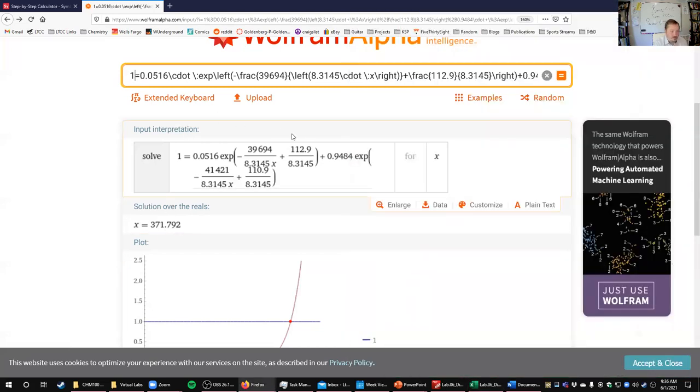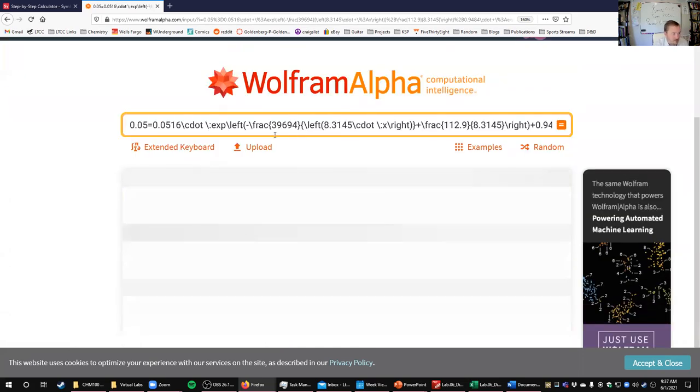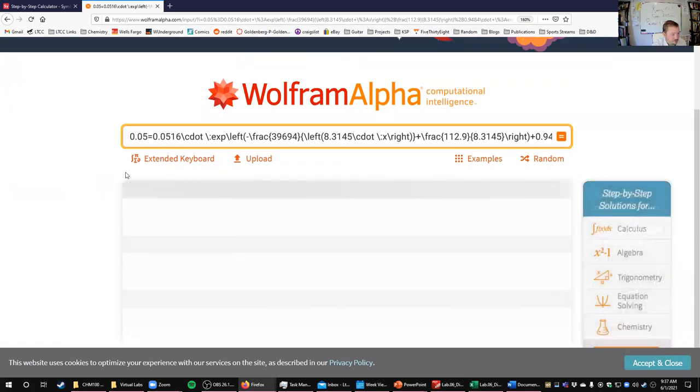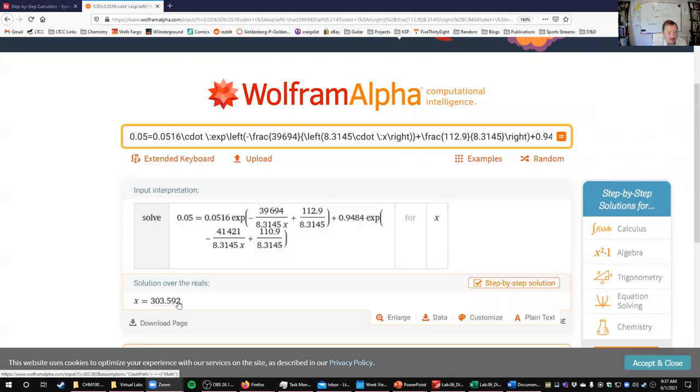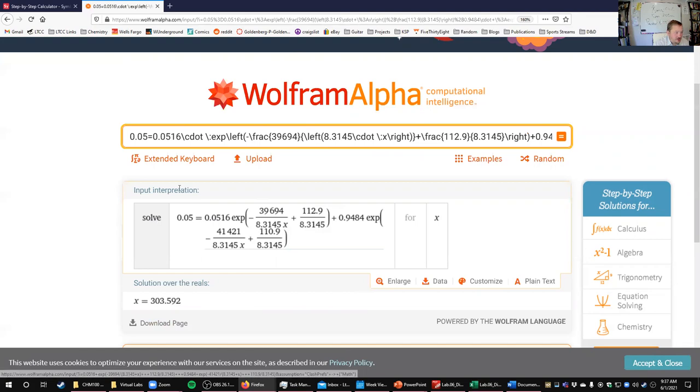And if we want to find the boiling point for the same liquid mixture, but at a different pressure, we would just, instead of plugging in 1 here, plug in 0.05. Give it a second to think, because this is tricky math even for Wolfram. We get 303.592.